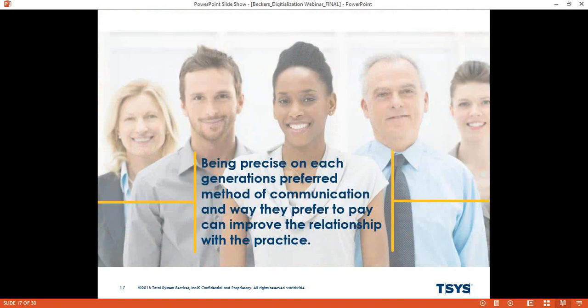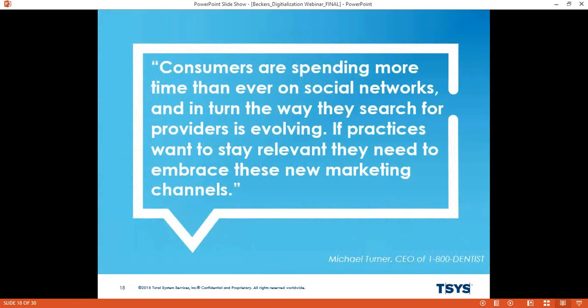So capitalizing on each generation's preferences of communication and the way they pay, their propensity to pay, can improve your relationship and the practice. Often, these are ways for us to get referrals, and we would like to keep working towards getting paid quickly and reliably.